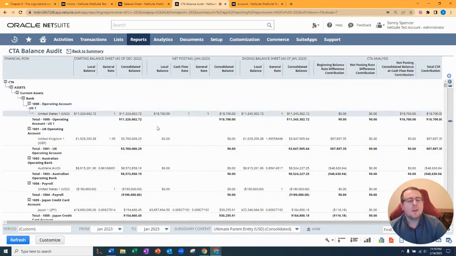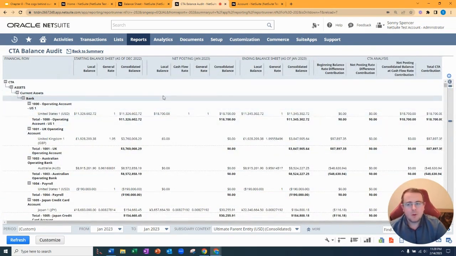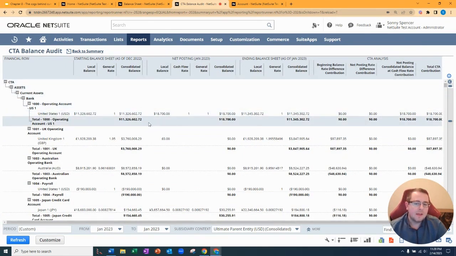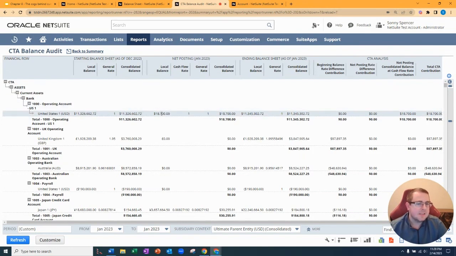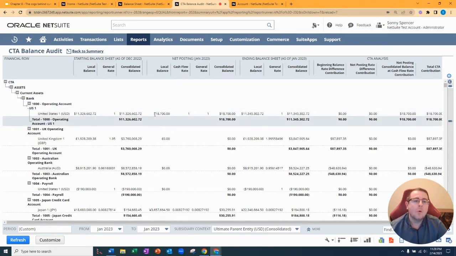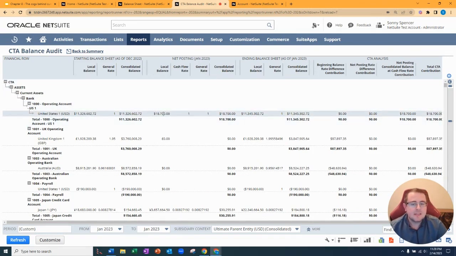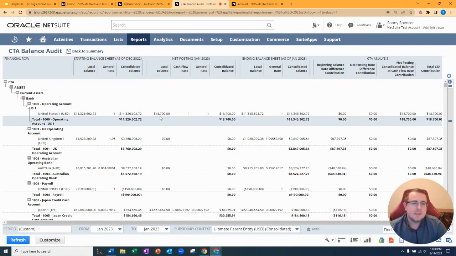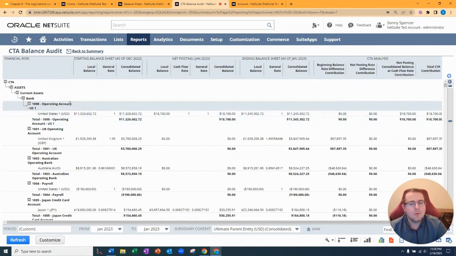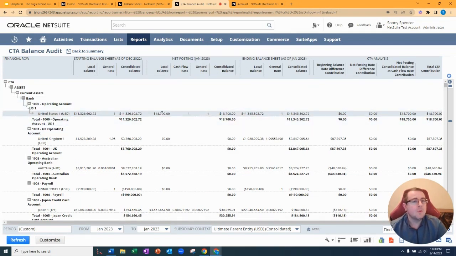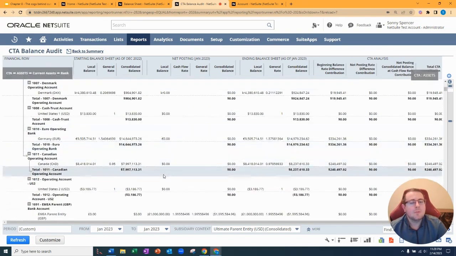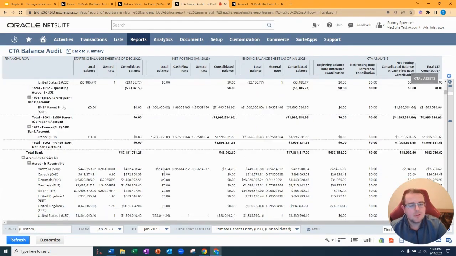Okay, so let's start with the local balance column. Now, this column is as simple as looking at the functional currency balance for that particular GL account and subsidiary, specifically the movement in that GL account for the period that we're looking at. So in this case, we can see that this particular GL account, 1000, our operating account, had a movement in January 2023 of $18,700. That applies to every GL account across all of our subsidiaries.